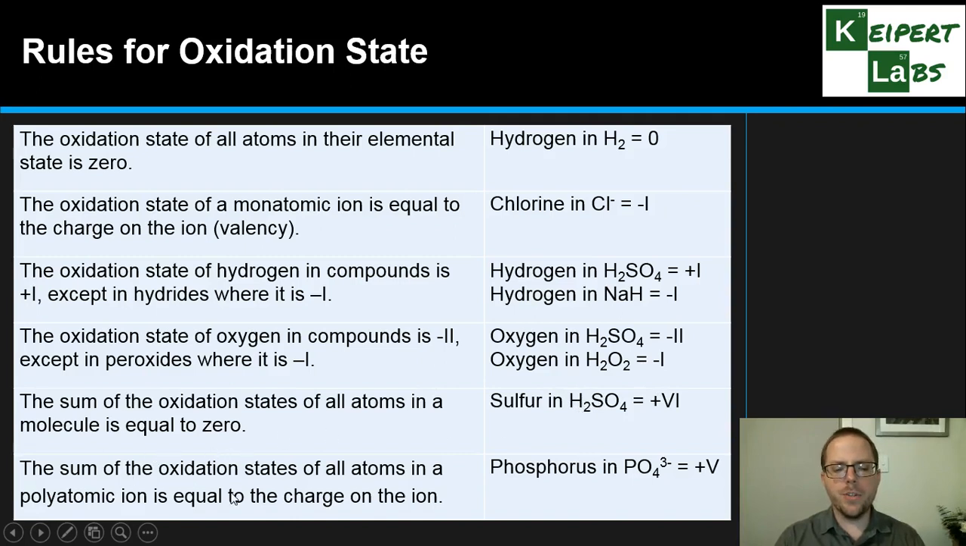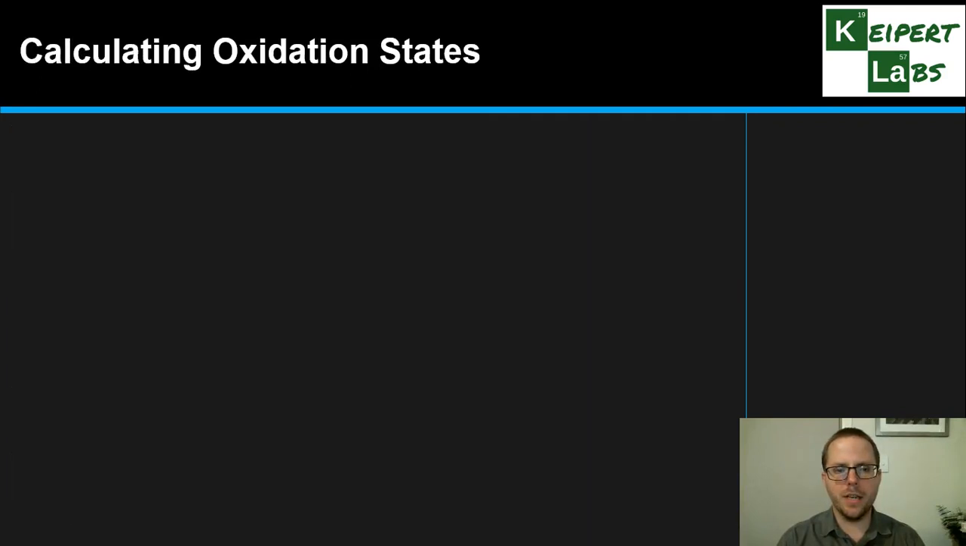If we're talking about a polyatomic ion rather than a neutral molecule, the sum of all the oxidation states is equal to the charge on the ion. So all the oxidation states in phosphate add up to -3. All of them in the ammonium ion add up to +1, and nitrate is -1, and so on. So we can work out the oxidation state of something unknown based on that principle. We're going to apply a couple of these now just so that you can see how we can use these rules to calculate oxidation state.